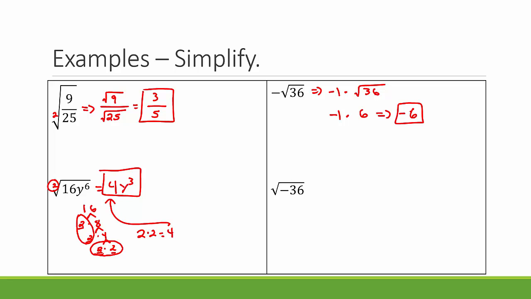Now, what about the square root of -36? Yes, 6 times 6 is 36. However, we're trying to find a number that we could multiply times itself to give us -36. We cannot take the even root, square root here, of a negative number and get a real number answer. Therefore, my answer is no solution. So I can't take the square root or the 4th root or the 6th root, the even root of a negative number, and get a real number answer.